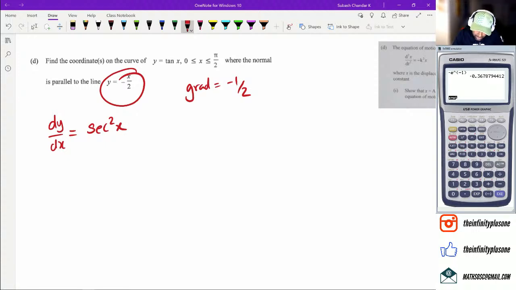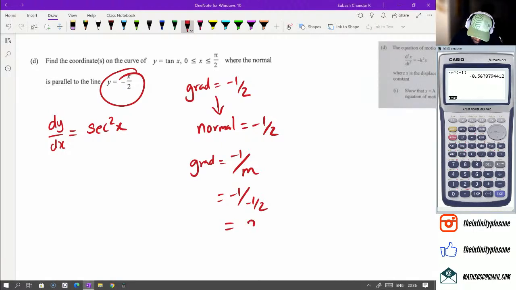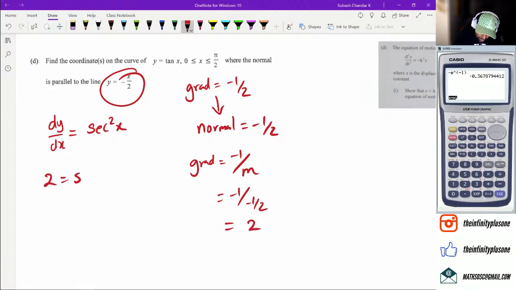You've got to go backwards, all right? So if the normal gradient equals -half, then the actual gradient you're looking for is -1 over m. So you're going to get -1 over -half, which equals +2. So here you just go 2 equals sec squared x, and you work it out, rearrange, and you should be good to go.